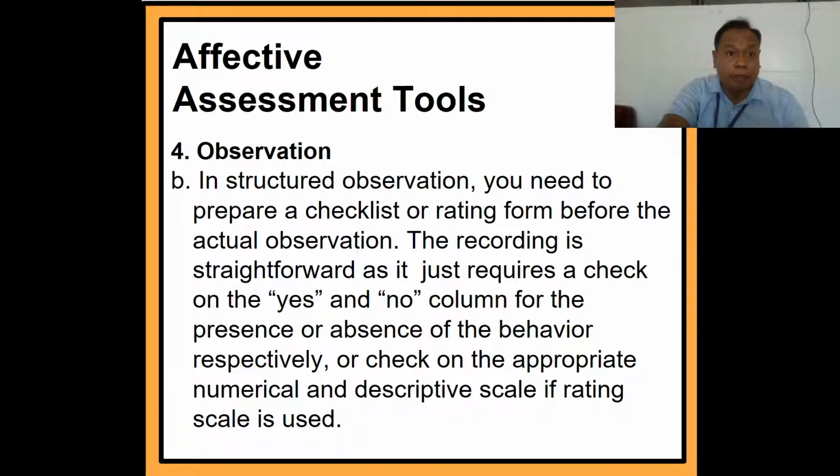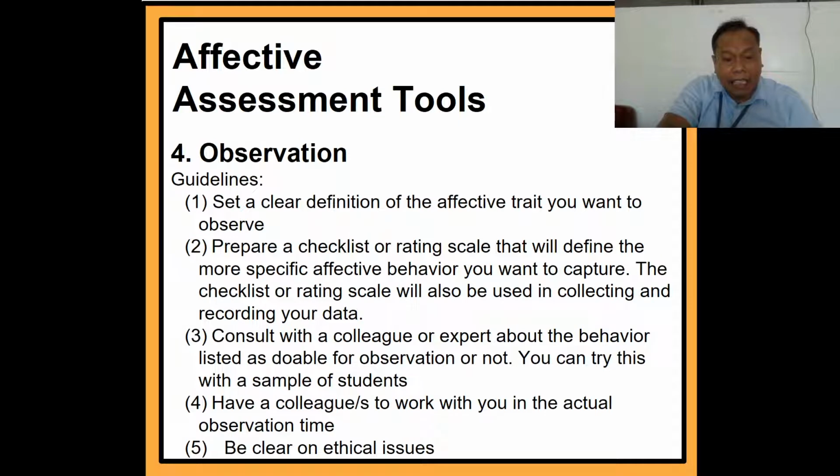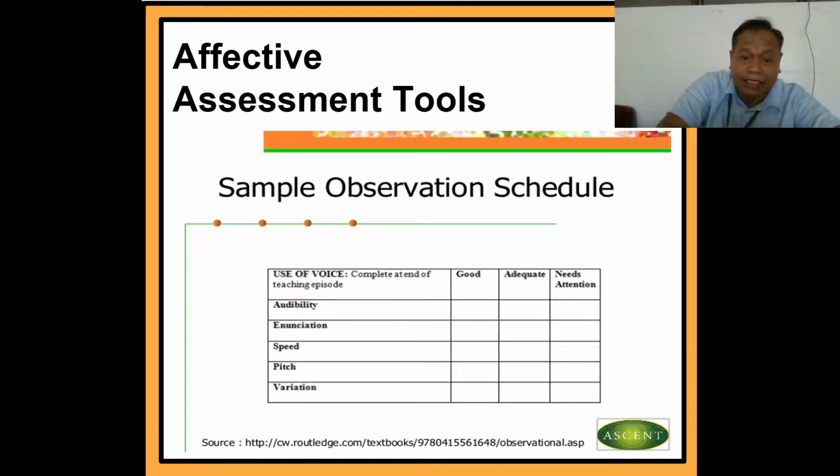It's an observation. And the guidelines: one, set a clear definition of the affective trait you want to observe. Two, prepare a checklist or rating scale. Three, consult with a colleague, of course, on whether that should be part of the behavior. And then have colleagues work with you in the actual observation time, because sometimes if only one is observing, the observer might be biased.